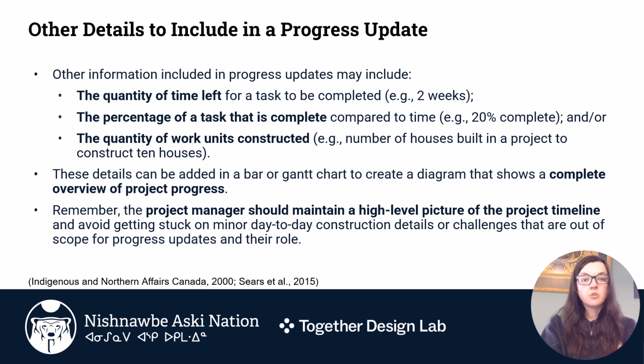Other information included in progress updates may include the quantity of time left for a task to be completed, the percentage of a task that is completed compared to time, and the quantity of work units constructed. For example, number of houses built in a project to construct 10 houses. These details can be added in a bar or Gantt chart to create a diagram that shows a complete overview of project progress. Remember, the project manager should maintain a high-level picture of the project timeline and avoid getting stuck on minor day-to-day construction details or challenges that are out of the scope for progress updates and their role.